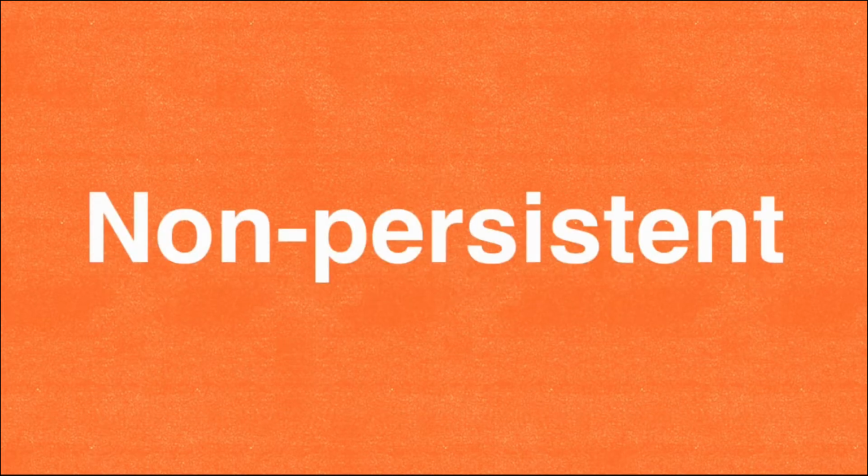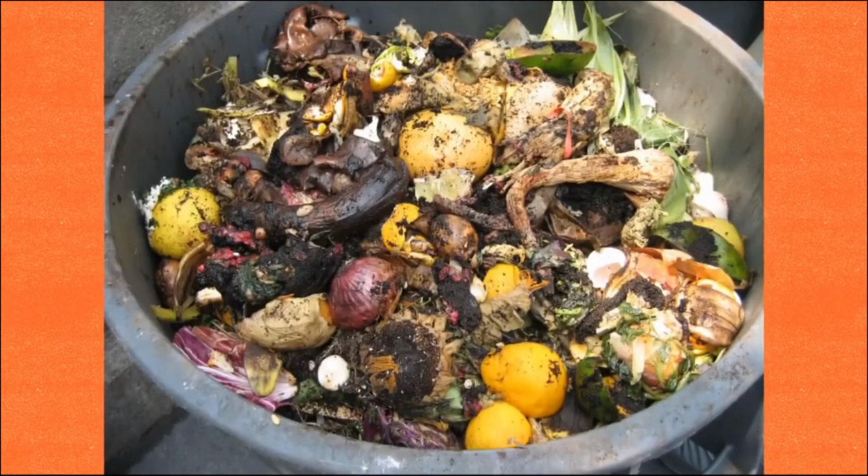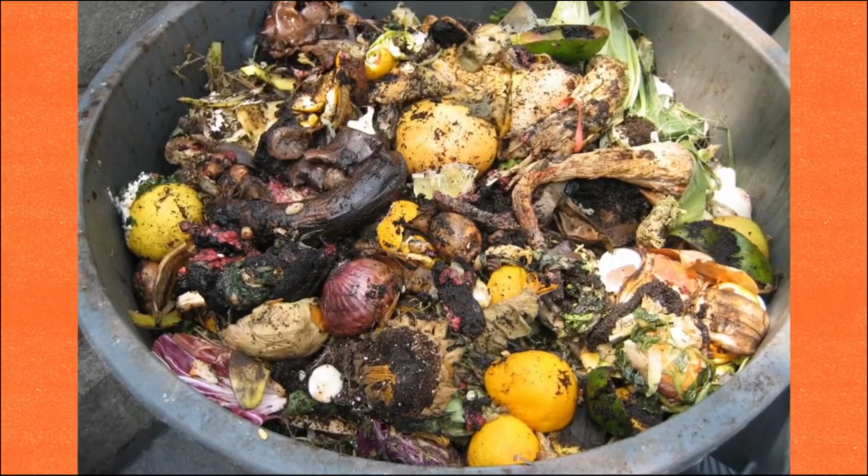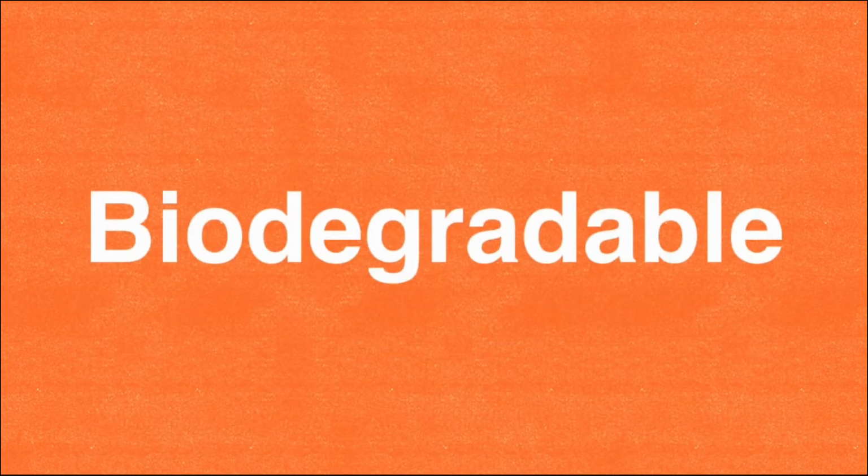The first type of wastes are called non-persistent wastes, and they can be broken down by naturally occurring processes into simpler compounds that are not pollutants. These types of wastes can harm the environment for a short period of time, but will eventually break down and become a non-factor. Many times we call these substances biodegradable because they're able to be broken down by a living organism such as bacteria or worms or fungus.